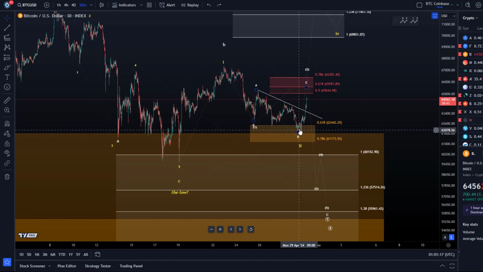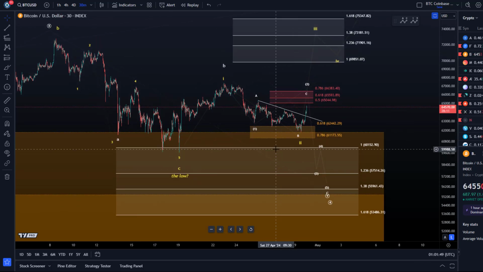As you might remember from previous updates, the communication was that as long as we're holding the orange micro support area, the yellow count is still alive. Not necessarily in control. To get back into control, the yellow count or the bulls need to bring the price back above 66.4K. But they might do that, okay? And then from there, possibly a third wave rally has started. But we won't know really.